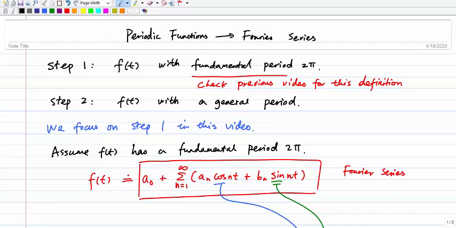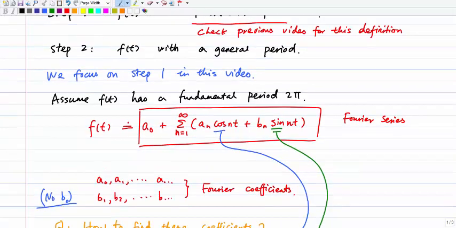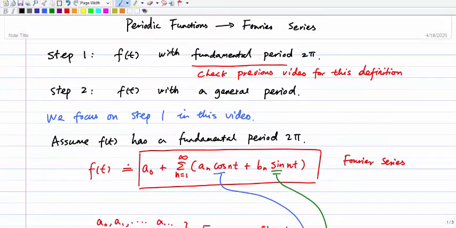Now after doing that, we'll talk about how we write a periodic function with a general period into its Fourier series. In this video, I'm going to only focus on step 1, which means I'm going to focus on how to write a function of t with fundamental period 2 pi into its Fourier series. So here we assume that a function of t has a fundamental period of 2 pi. Its Fourier series is given by this form.